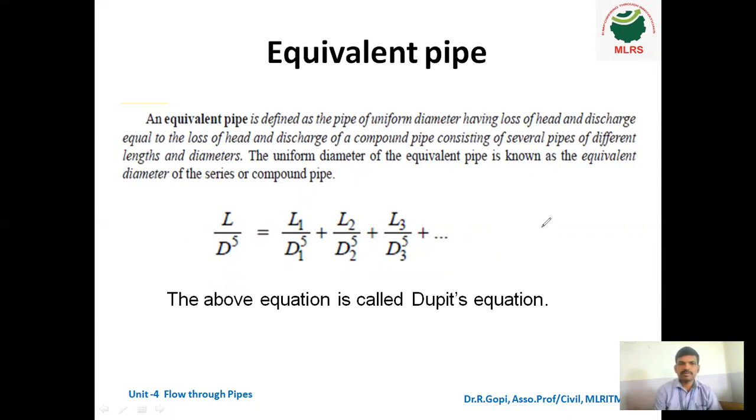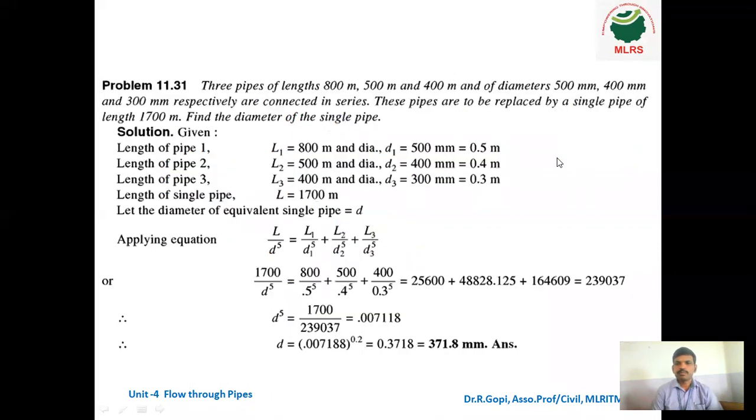So this equation, developed by the scientist Dupuit, is called Dupuit's equation. The derivation is not important; the problem is very much important. I think all of you understand what is meant by pipes in series, compound pipe and equivalent pipe. What is the difference between pipes in series and equivalent pipe? Now we will see one problem on this equivalent pipe.